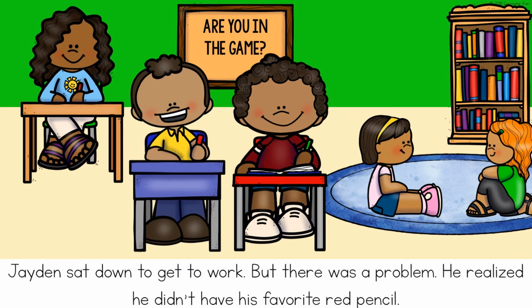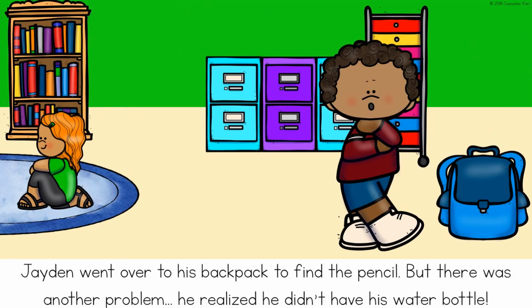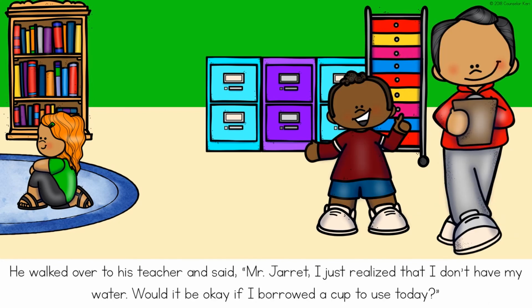Jaden sat down to get to work, but there was a problem. He realized he didn't have his favorite red pencil. Oops, my favorite pencil is missing. I'll check my backpack, he thought. Jaden went over to his backpack to find the pencil, but there was another problem. He realized he didn't have his water bottle. He walked over to his teacher and said, "Mr. Jarrett, I just realized that I don't have my water. Would it be okay if I borrowed a cup to use today?"